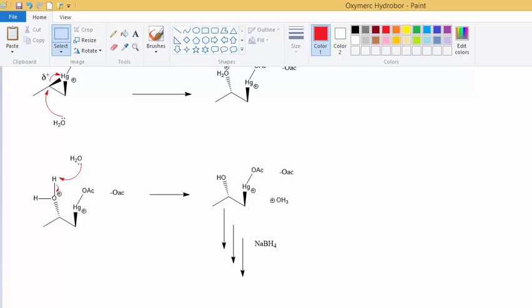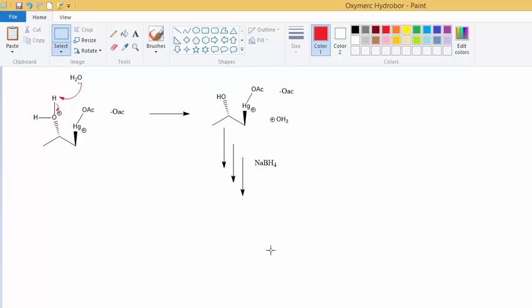So we add this last reagent, known as sodium borohydride. And this is a reducing agent, which I'll explain briefly. So we get this as our final product, and remember, of course, we could have formed that mercurium ion bridge on the other side with the dash dash, and that's why we're going to get the enantiomer as well.